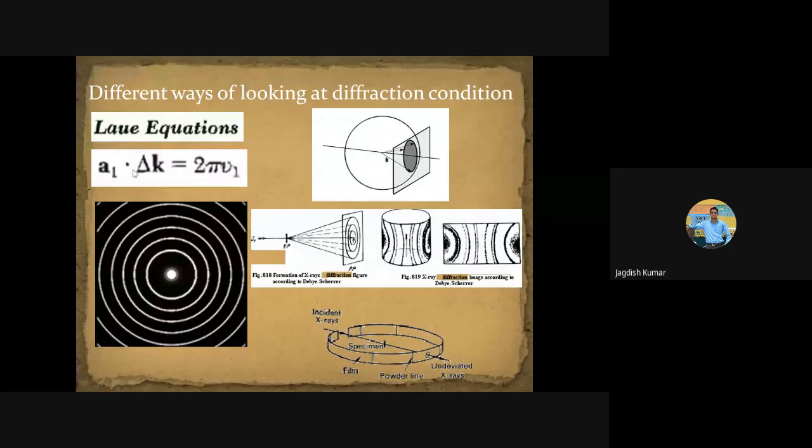So what is the physical meaning of this equation? Suppose you have some vector, A1 vector, correct? And the dot product of this vector with some other vector, say delta K vector here, is equal to some constant, because 2 pi is a constant thing, times v1, or nu one we were calling it. So this was an integer. Therefore the right hand side in this equation is going to be a constant.